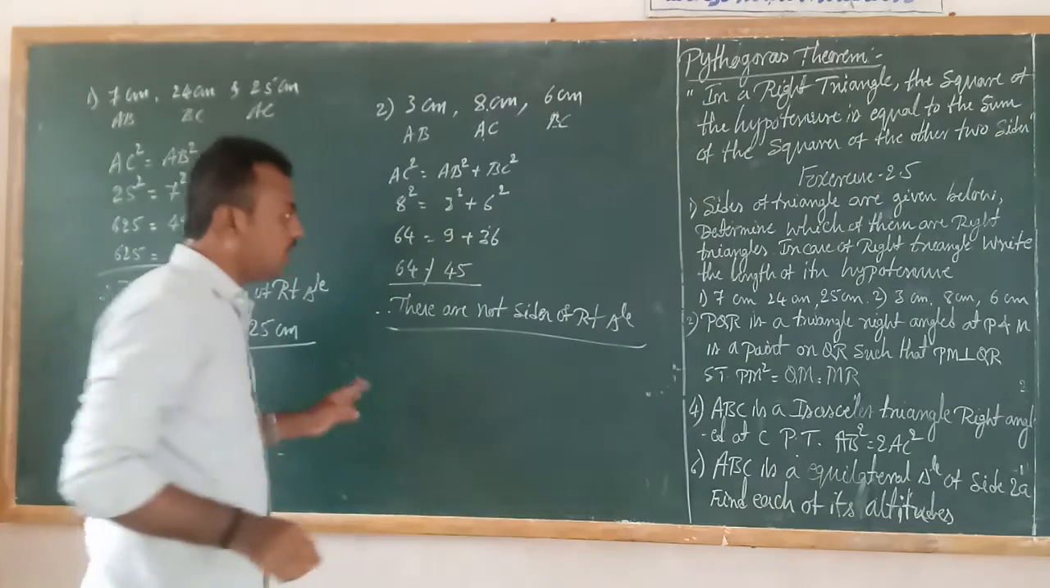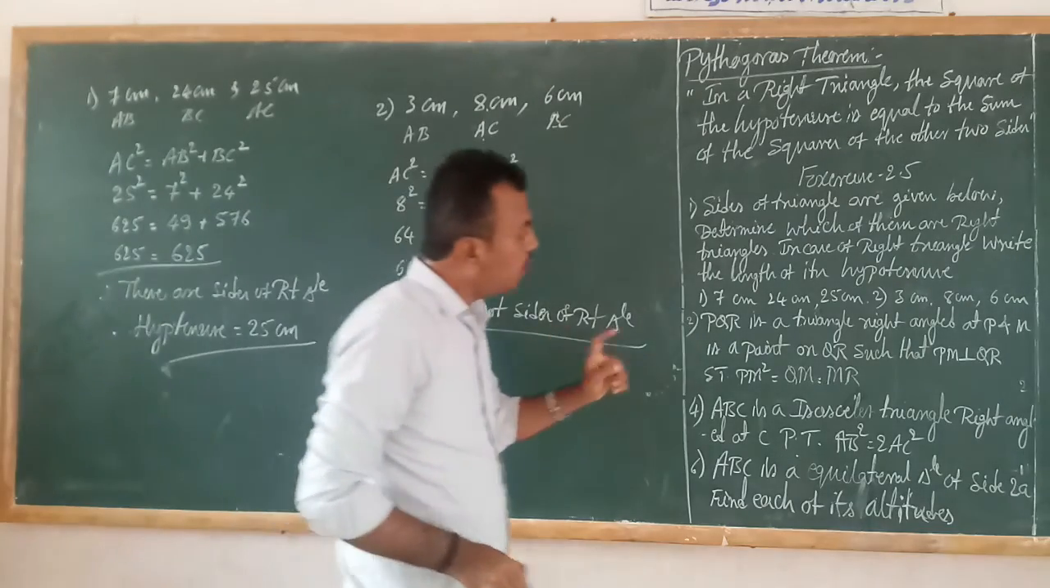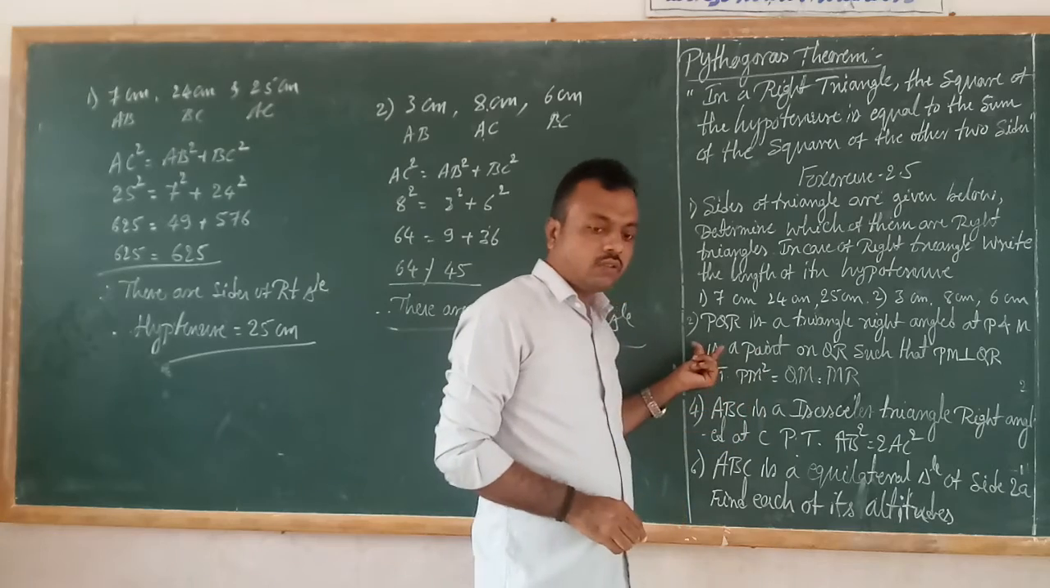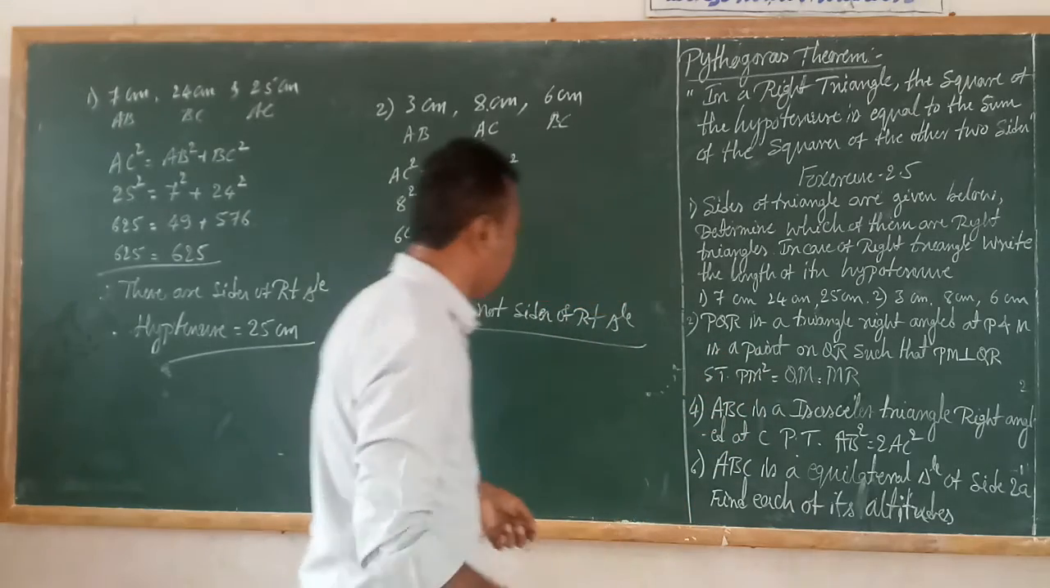Understand? So like that. Question numbers 3 and 4 are there in the first line. You have to check it at home. Okay. Shall we go to the second question? Yes. So question number 2.